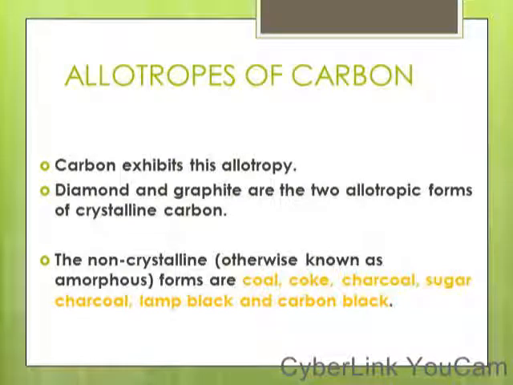Allotropes of carbon. Carbon exhibits allotropy, and the 2 major allotropes, diamond and graphite, are the 2 allotropic forms of crystalline carbon. So obviously carbon can be divided into amorphous and crystalline. So the crystalline carbon has 2 allotropes, which are graphite and diamond. The non-crystalline carbon is otherwise called amorphous carbon.